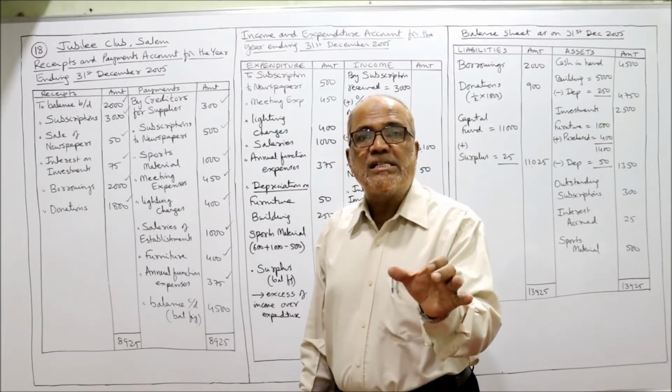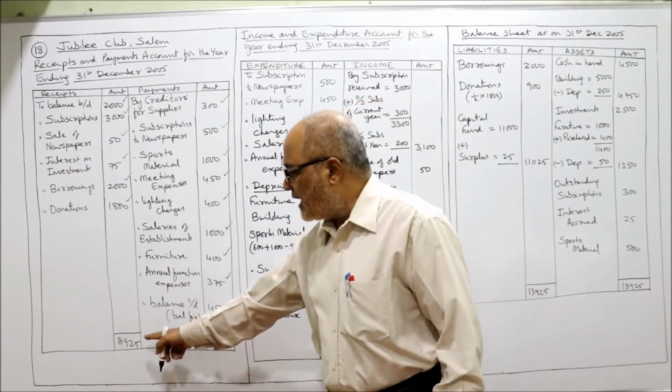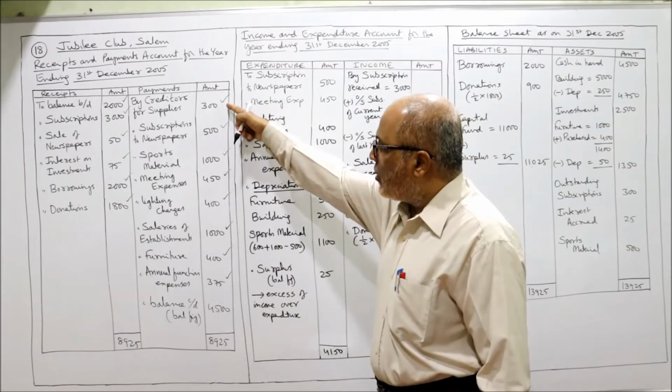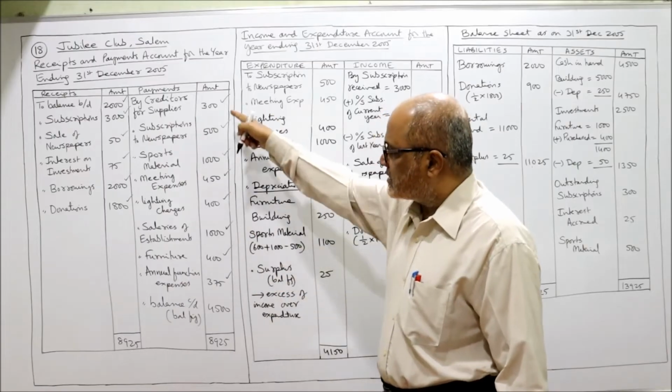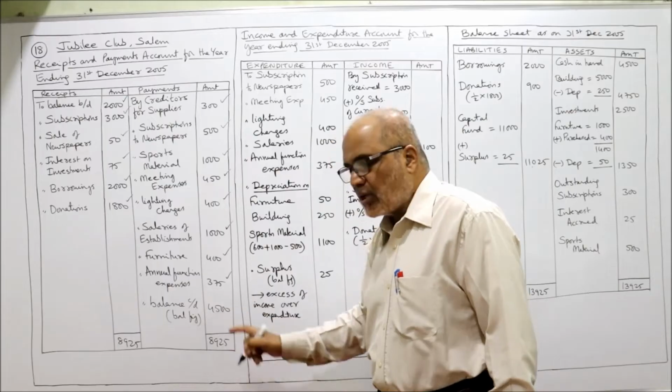8925 is the total receipts. From these receipts, all payments are made. So minus 8925 minus all these payments. All the payments are ticked. So deduct all the payments, then the balancing figure is 4500.